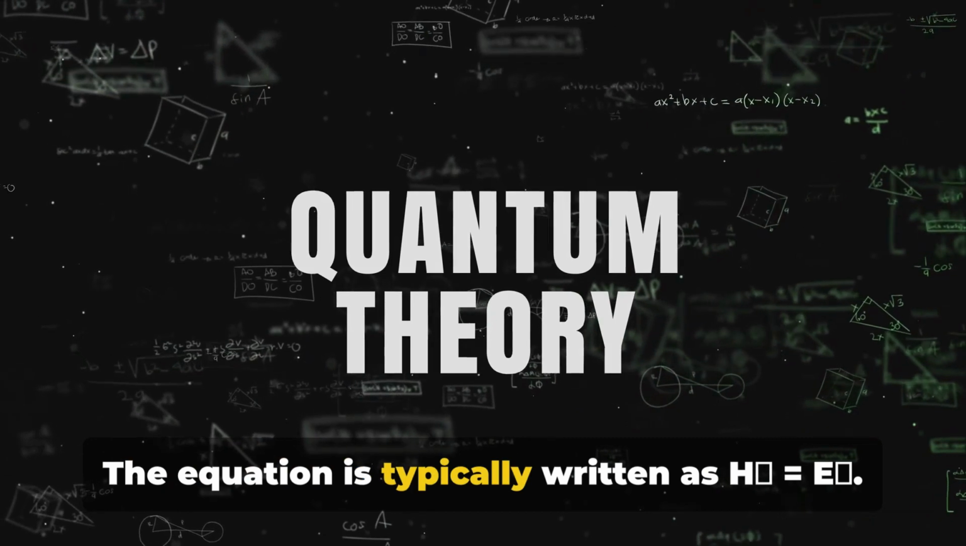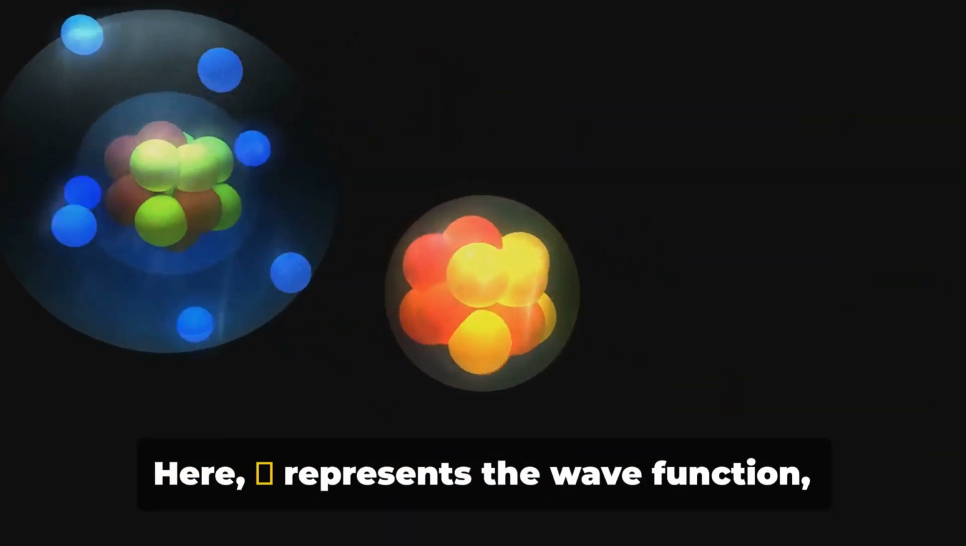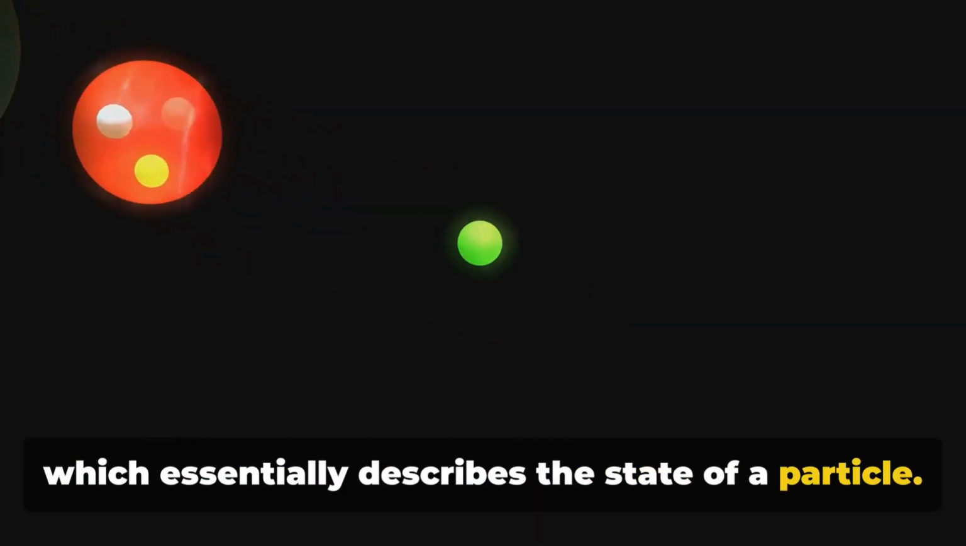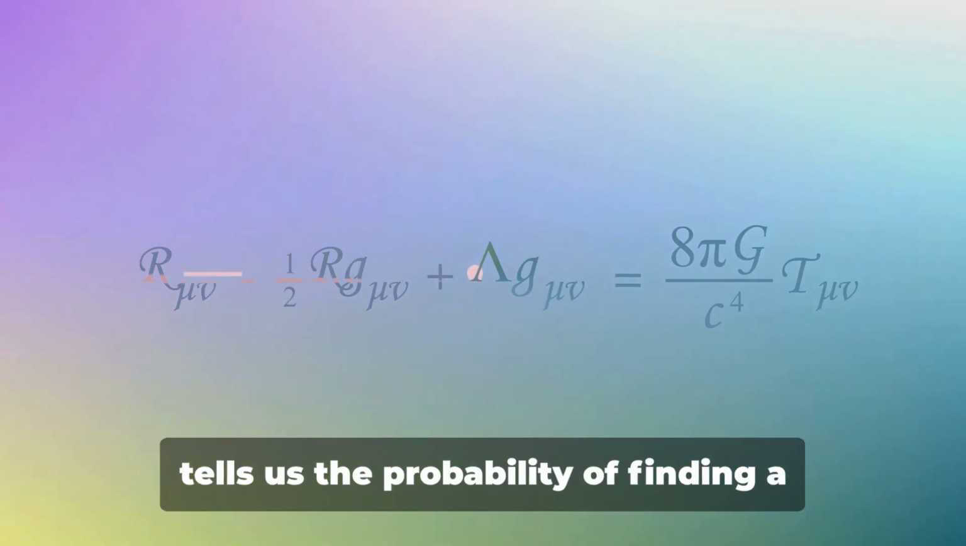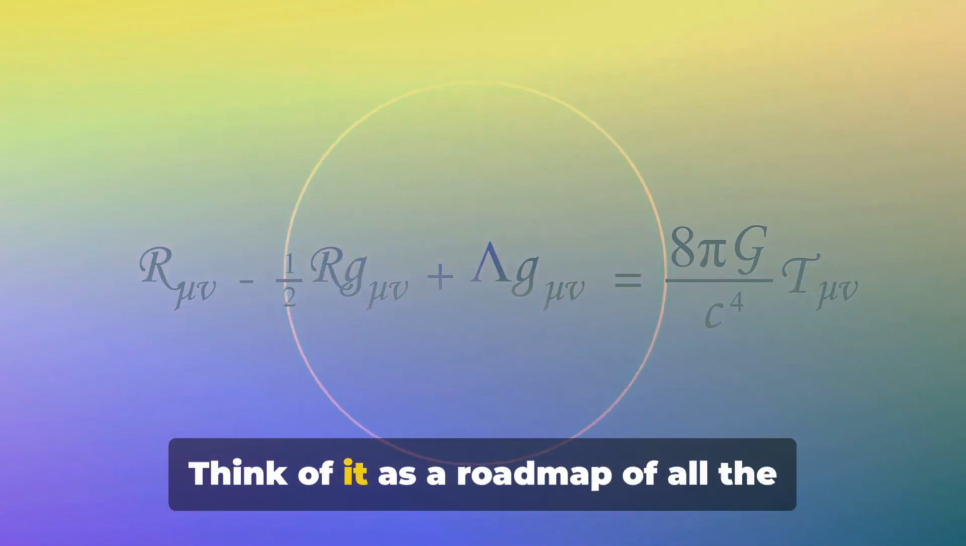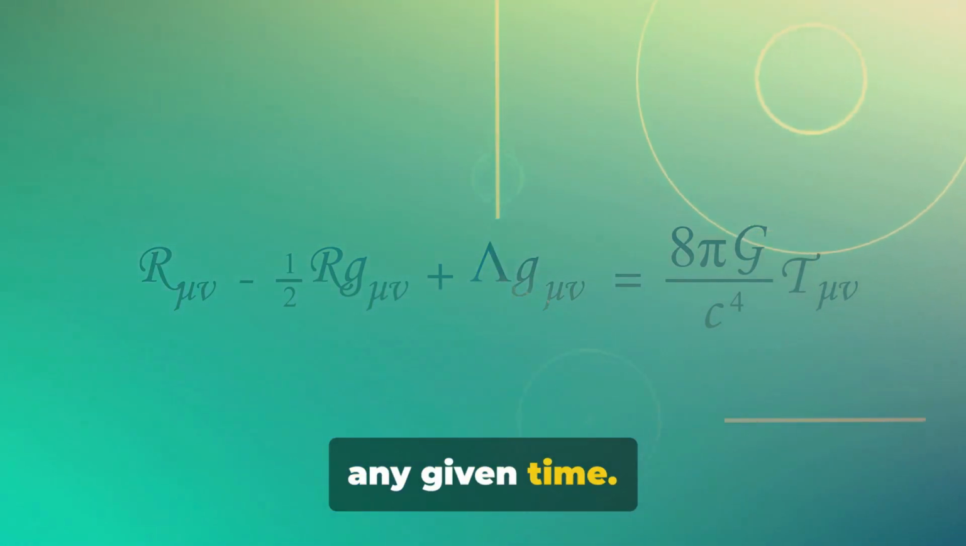The equation is typically written as HΨ = EΨ. Here, psi represents the wave function, which essentially describes the state of a particle. It's a mathematical representation that tells us the probability of finding a particle in a certain state. Think of it as a roadmap of all the possible locations a particle could be at any given time.